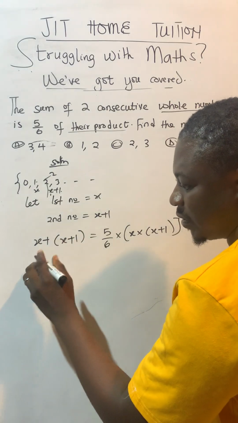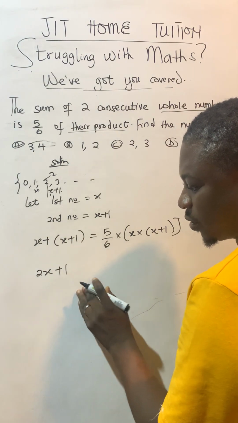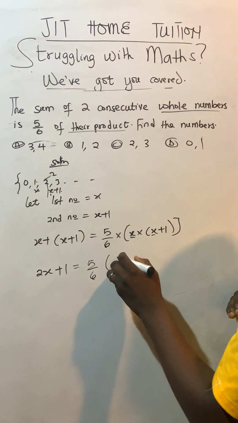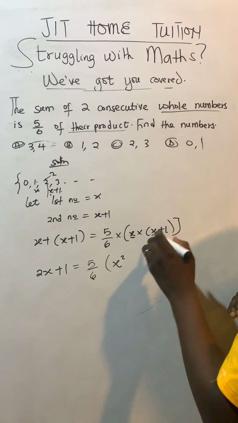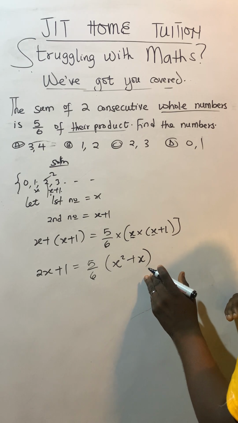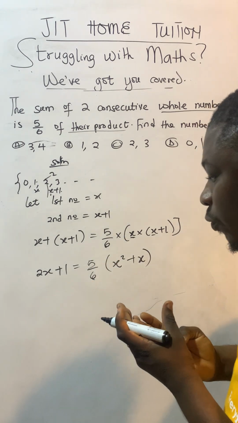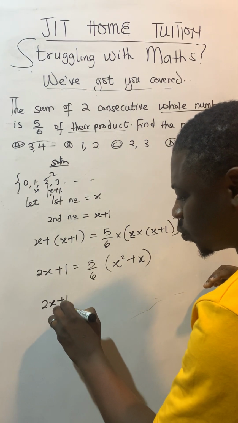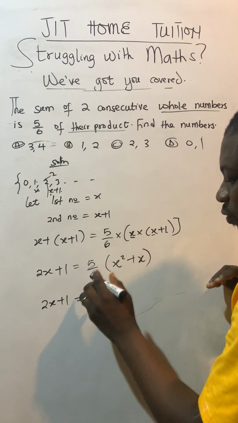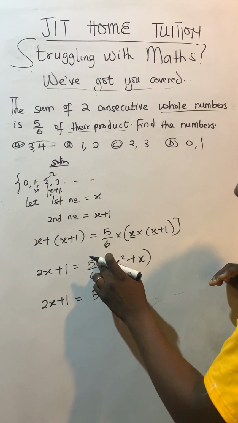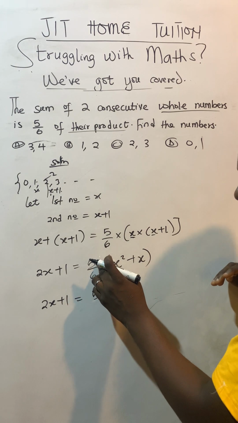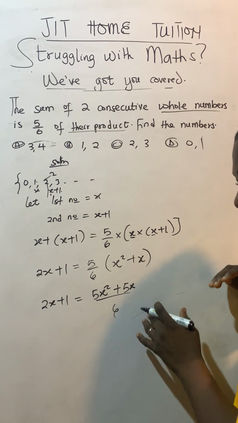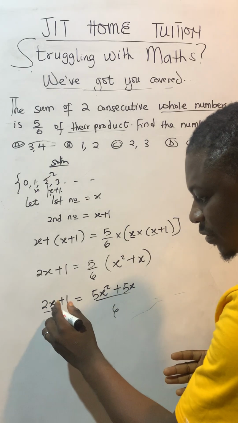Now x plus x plus 1 will give you 2x plus 1, equal to 5/6. x times x gives you x squared, x times 1 gives you x. So from here what you are going to do is multiply. But before then, you have 2x plus 1 equal to 5 multiplying the whole of this: 5 times x squared gives 5x squared, 5 times x gives 5x, all over 6.